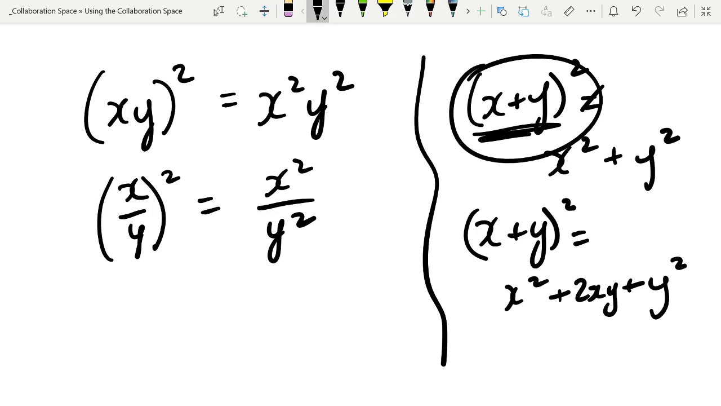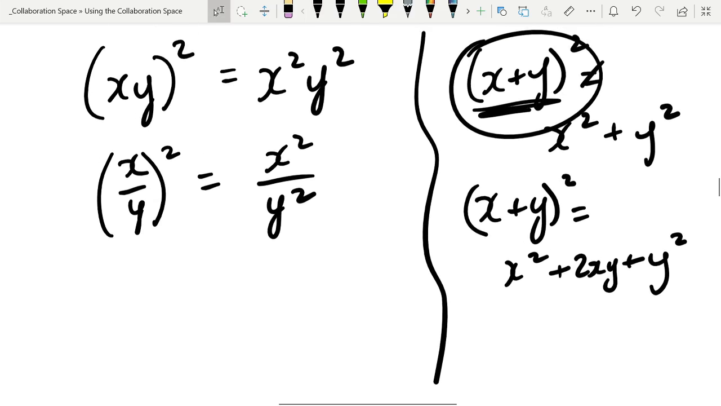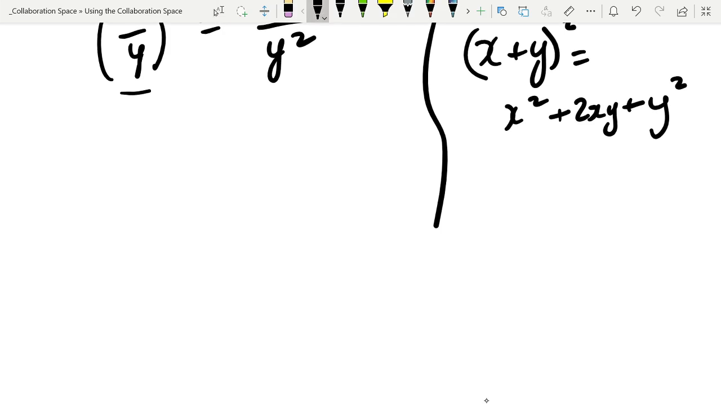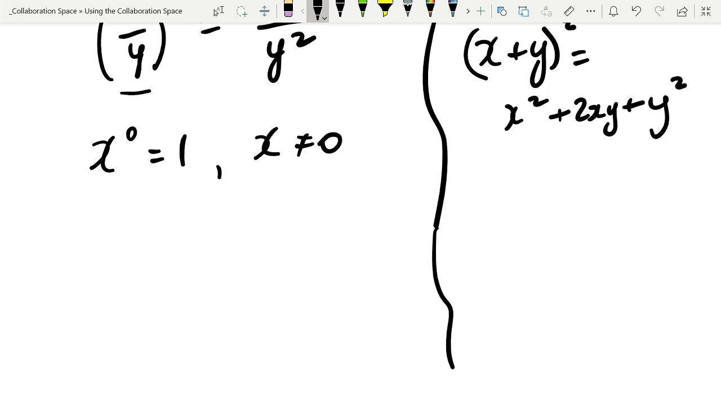So getting back to the things that are our power laws, there is the power of a product, power of a quotient, and then there's kind of the funky one you learned in grade 9: x to the 0 is equal to 1, as long as x is not 0. I think that's about it for grade 9.